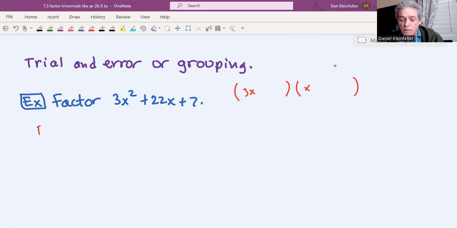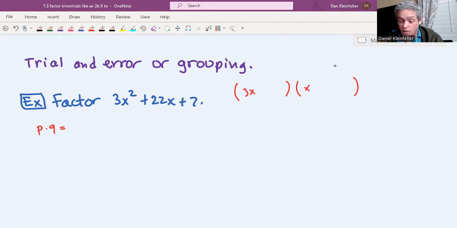So we need to find two numbers, p and q, so that when you multiply them, you get the product of the 3 and the 7 in this case. Sometimes people call this the AC method too, because we look at this as ax squared, bx, and c. The coefficient of x squared, here they call that a, and sometimes 7 is called c. So we want two numbers that multiply to be the product of a and c.